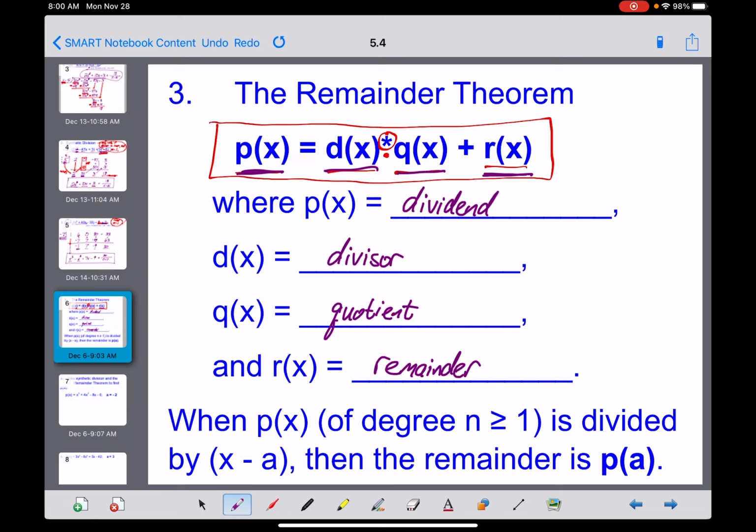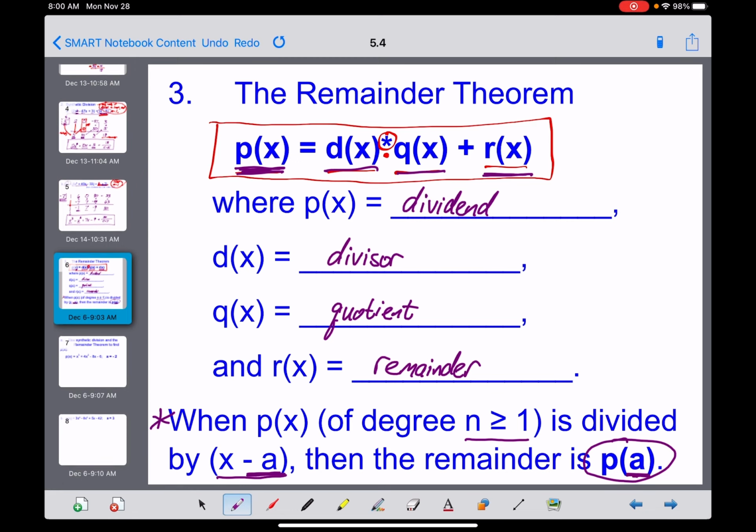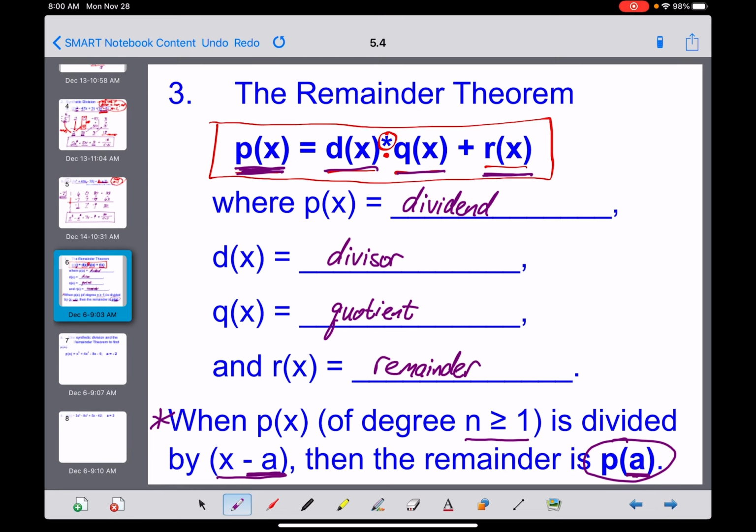And now, the point that nobody cares that much about, here's the big takeaway of the remainder theorem. When p of x, your polynomial function, has a degree greater than or equal to 1, and is divided by x minus a, then the remainder, the thing that comes at the very end there, is p of a. Now, what does that mean? P of x is the original polynomial function, the dividend that you started with, and if you were to take out the x and replace it with a, which is the opposite of this number right here, it can give you the remainder lickety-split without having to do all that work.